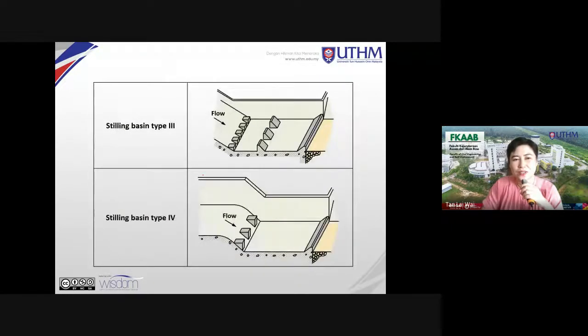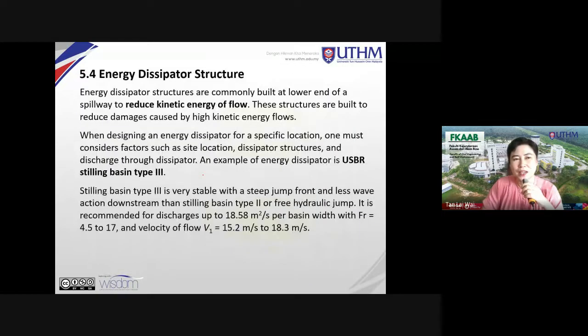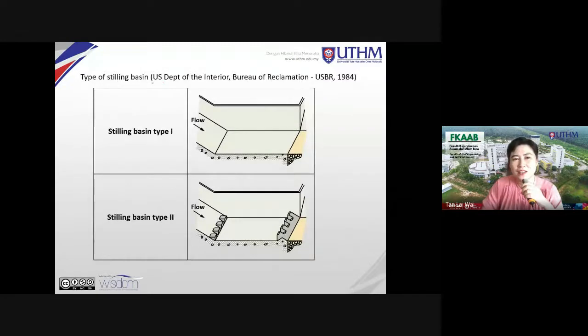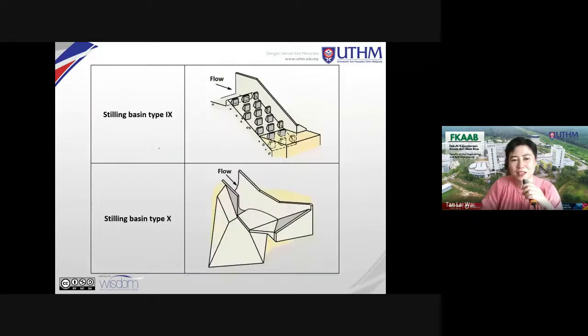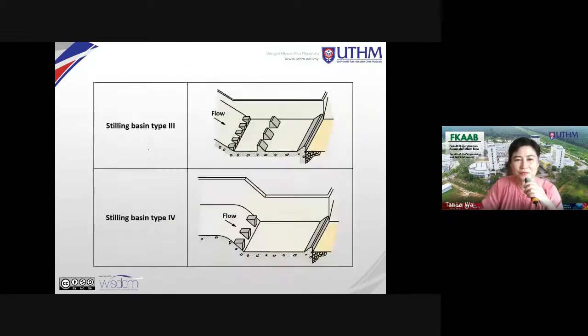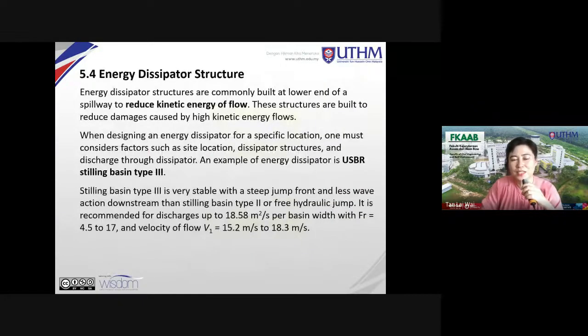So these are the different types. Apart from USBR Stilling Basin, you also have other types of Stilling Basin, not necessarily from USBR only, but my slide only shows USBR type Stilling Basin. There are so many types. There are 10 examples here. So we are going to look at this on Wednesday.